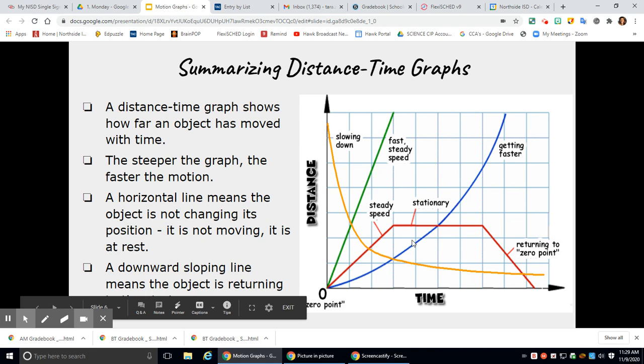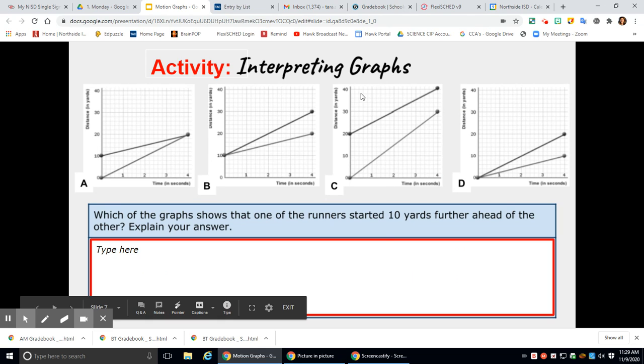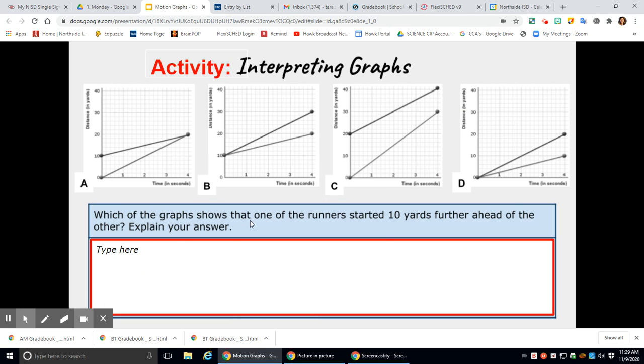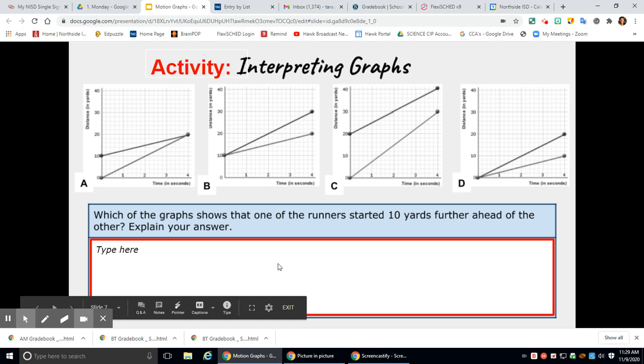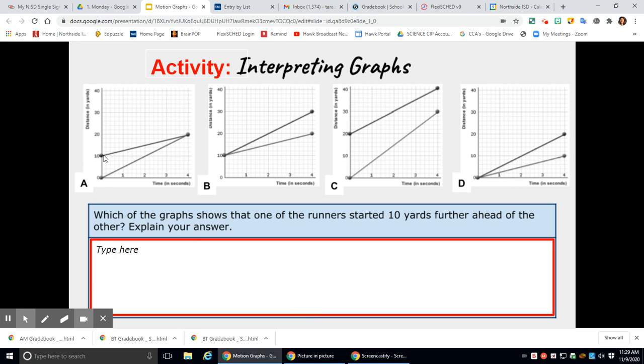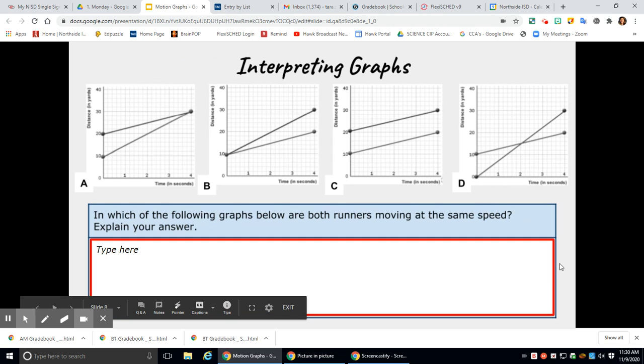Okay, so using this summarization, we're going to answer some questions. Which of the graphs shows that one of the runners started 10 yards farther ahead than the other? Looking at these graphs, you want to see one runner starting 10 yards further ahead than the other. They're both going probably the same distance, which is 20, but you see one started ahead of the other.